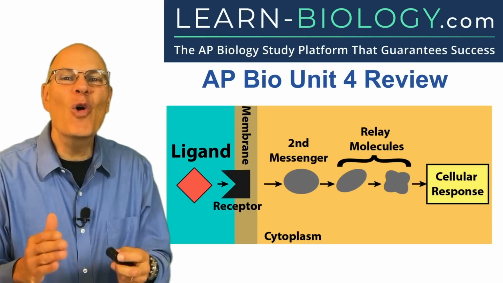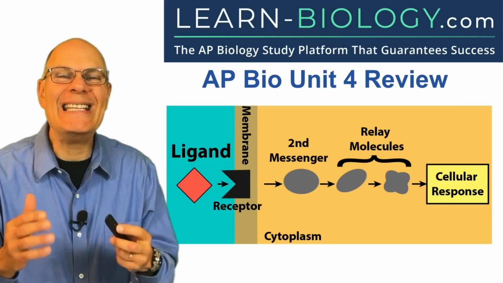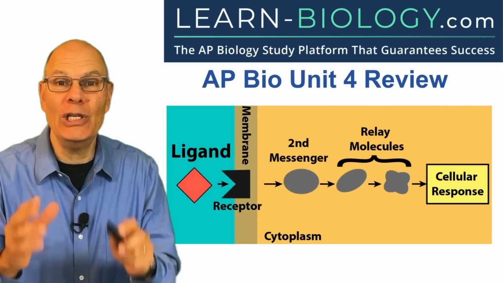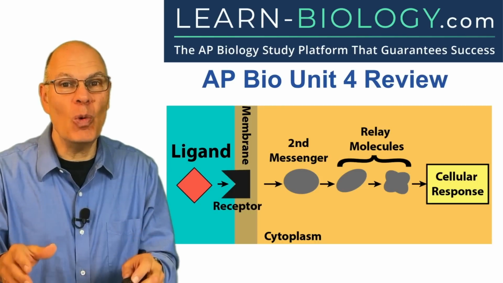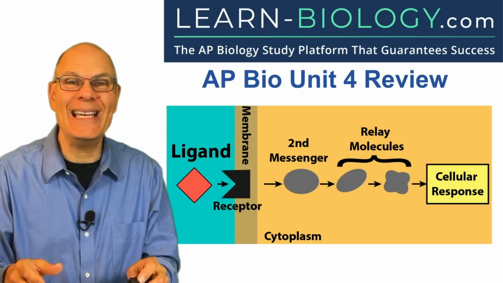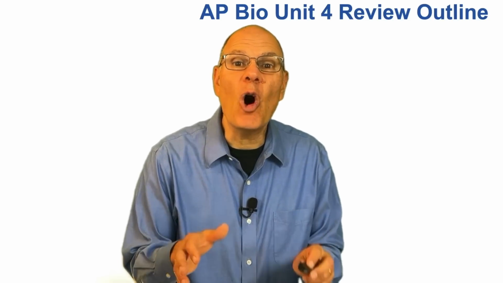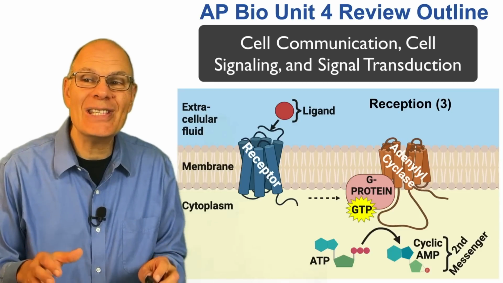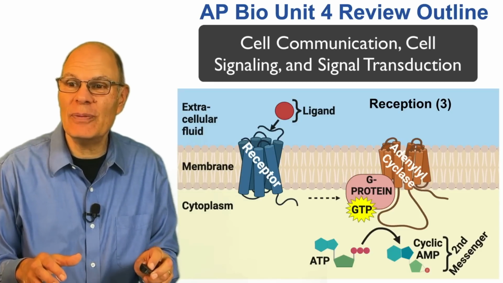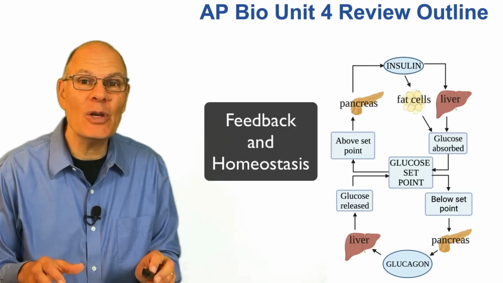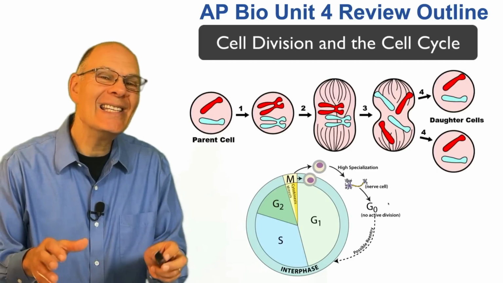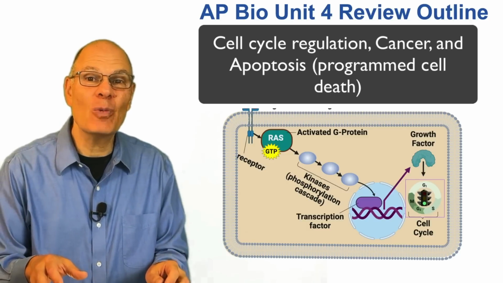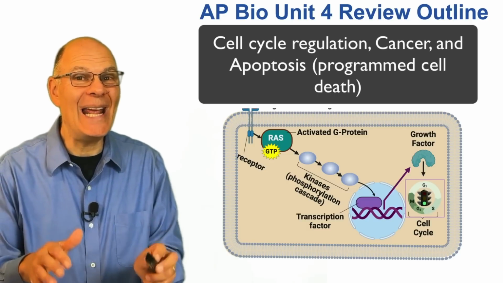If you're feeling overwhelmed and exhausted by the intensity of AP Bio as you prepare for the AP Bio exam or a Unit 4 test, don't worry, you've come to the right place. In this video, we'll be reviewing all of Unit 4. That includes 1. Cell communication, cell signaling, and signal transduction. 2. Feedback and homeostasis. 3. Cell division and the cell cycle. And 4. Cell cycle regulation, cancer, and apoptosis.